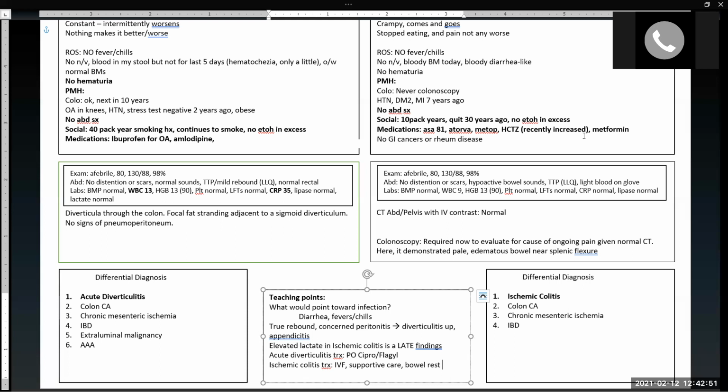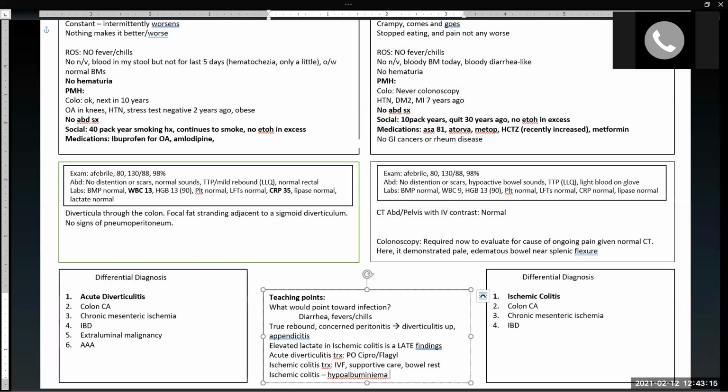Okay. And I mentioned his LFTs were normal, but actually a good amount of patients with ischemic colitis also have hypoalbuminemia. I don't know what the cause or the pathophysiology of that is, but that's considered a risk factor.